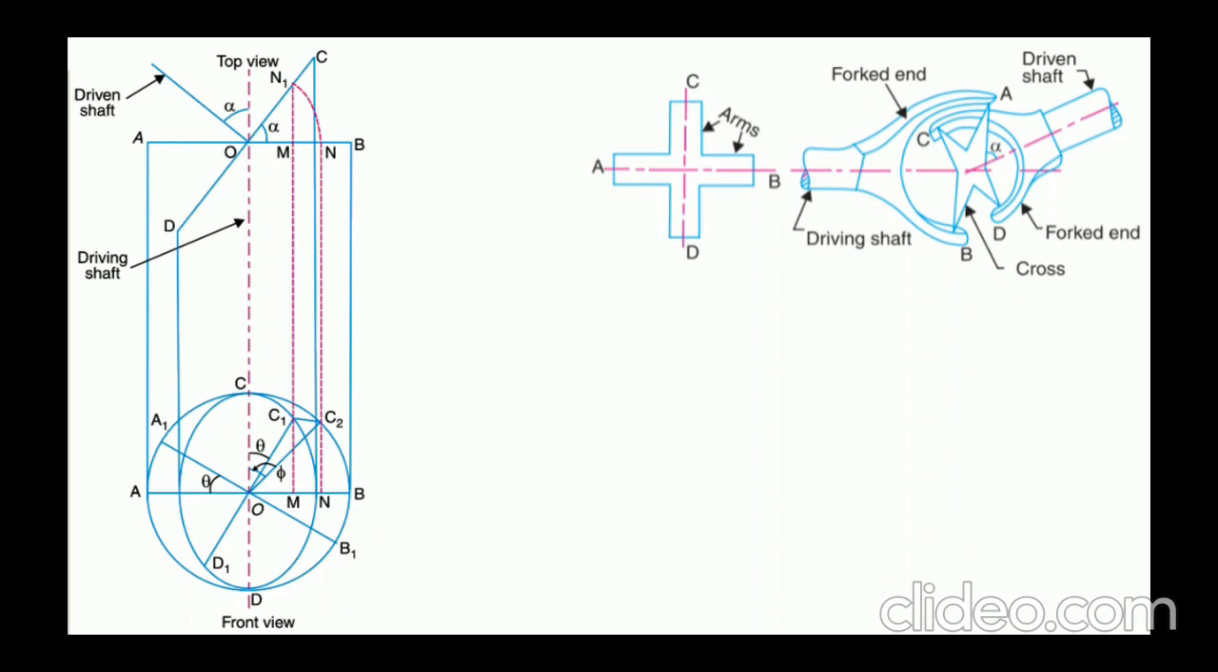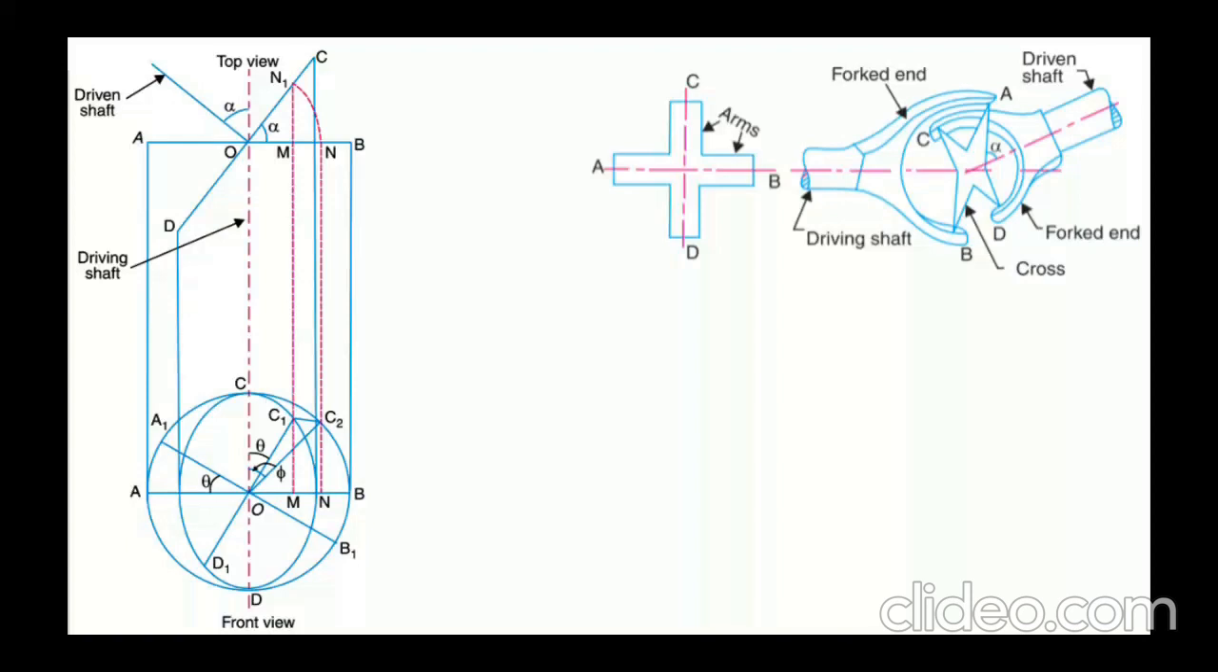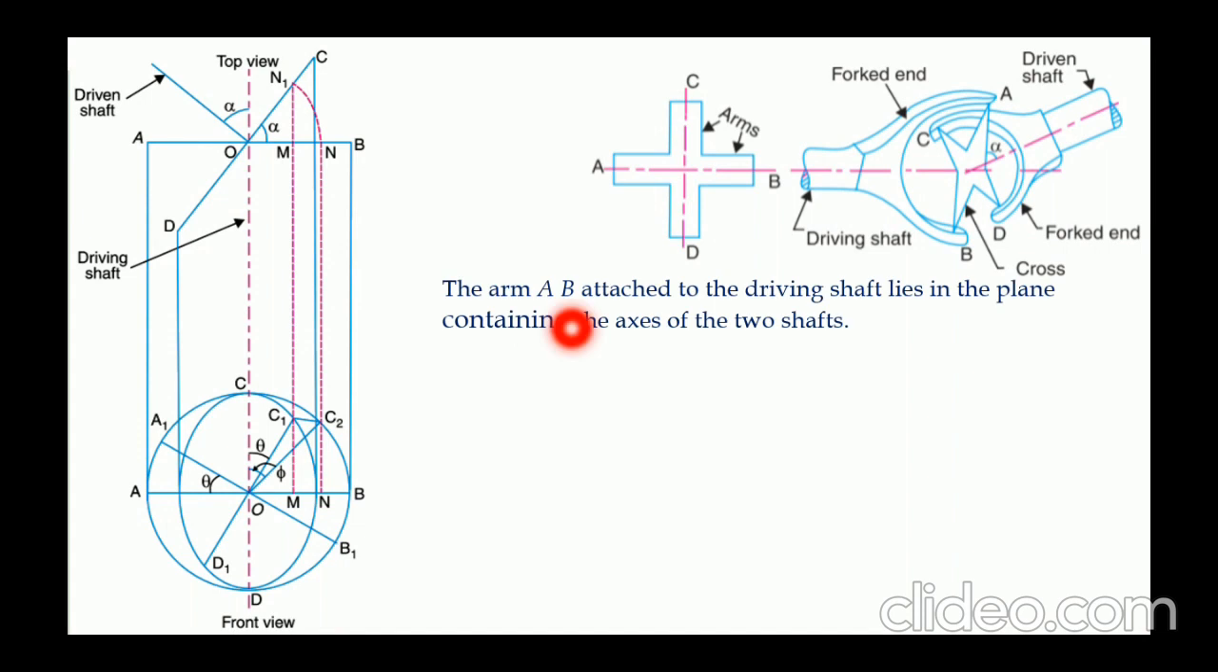For this, let us assume that we are having a view of the hook joint from the driving shaft end. So when we are looking from the driving shaft end, the driving shaft cross member will be observed as forming a circle, as shown in the front view. So AB is the arm of the driving shaft cross member. This arm AB, attached to the driving shaft, lies in the plane containing the axis of the two shafts.